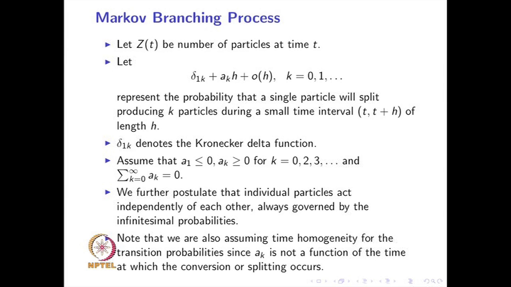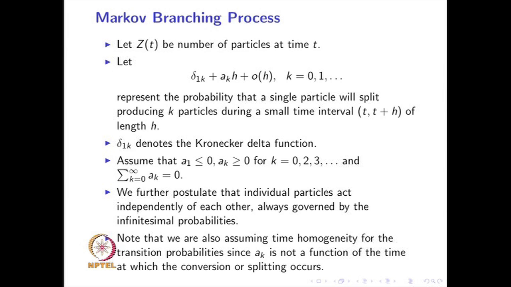What is a Markov branching process? Let Z_t be the number of particles at time t. The collection of random variables Z_t, for t greater than or equal to 0, forms a Markov branching process with the following assumptions. Let δ_{1,k} + a_k h + o(h), for k = 0, 1, 2 and so on, represent the probability that a single particle will split producing k particles during a small time interval t to t + h of length h.